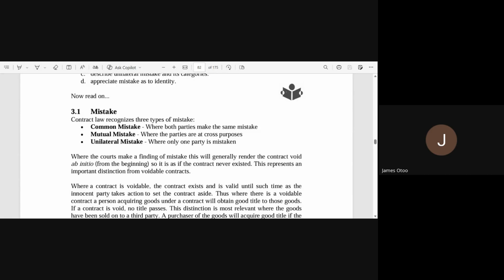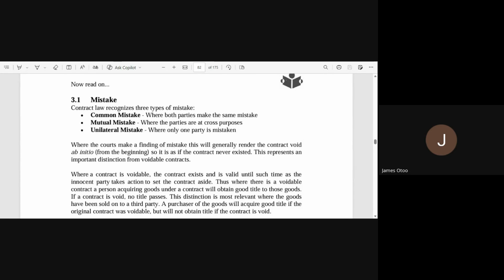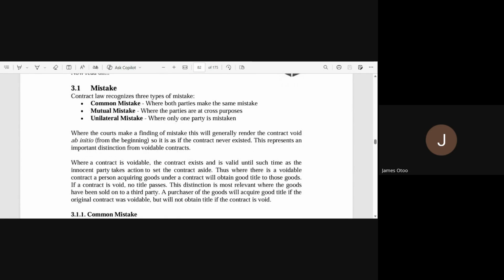Now, when the court makes a finding of mistake, it will render the contract void, meaning that the contract doesn't exist. When the contract is voidable, the contract exists. You have explained these things.